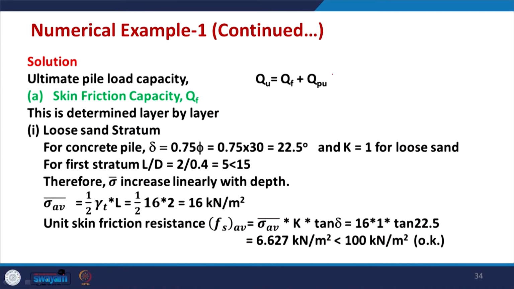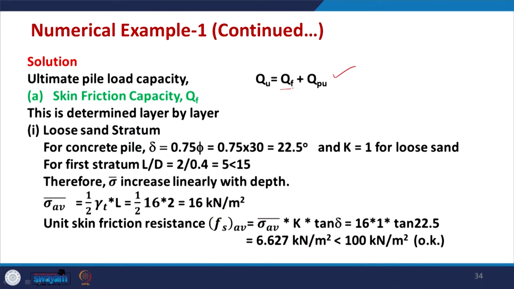First of all, as you know, the total ultimate load of the pile Qu will be skin friction Qf plus point bearing resistance. However, to calculate skin friction we need to go layer by layer, because skin friction for layer A, layer B and layer C will be different. So, we find skin friction resistance for A, B, C and then combine, and then we find the point bearing load, and then total Qu equals Qf plus Qpu. So, this is the total ultimate load.